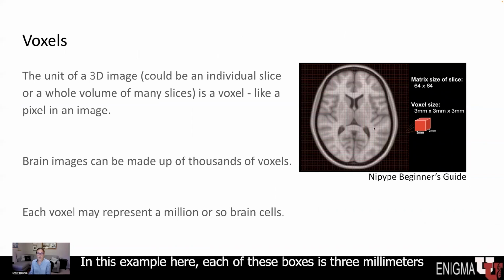So in this example here, each of these boxes is 3 millimeters in the brain. Often, especially with the standard anatomical imaging that we get, a pretty standard resolution is 1 millimeter cubed. So brain images can be made up of thousands of voxels or hundreds of thousands of voxels, depending on how small the voxels are. And each voxel may represent 1 million brain cells. So we are very much approximating what the brain is doing. We're not directly measuring individual brain cells here.